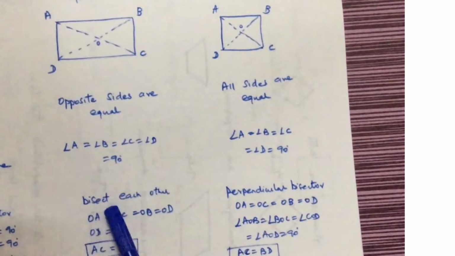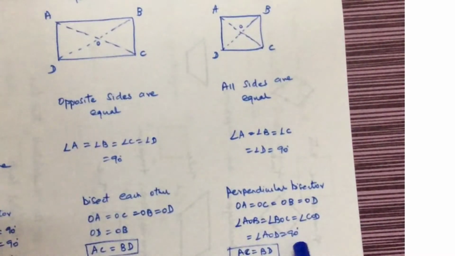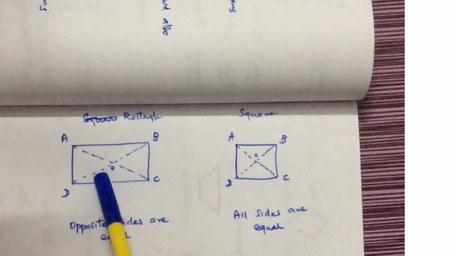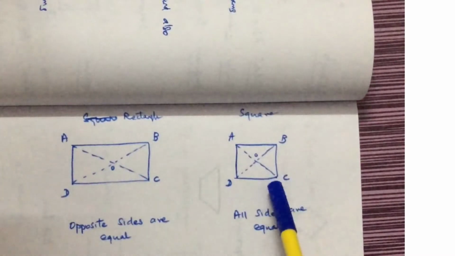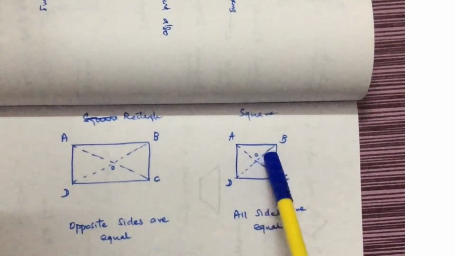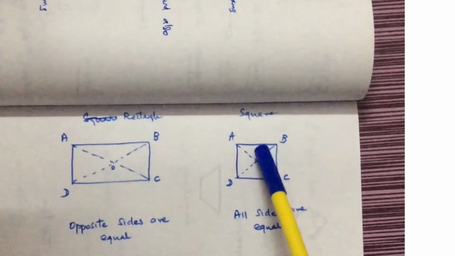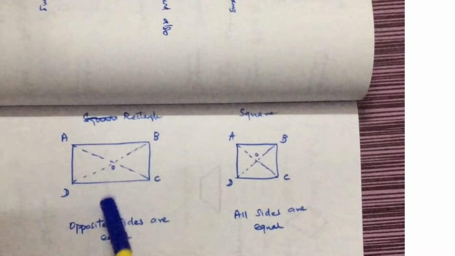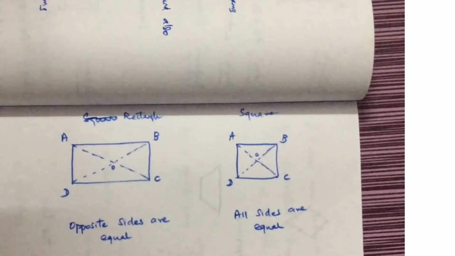They simply bisect each other, but in a square the diagonals are perpendicular bisectors. In a rectangle the diagonals can meet at any angle. But for a square, they are perpendicular bisectors, which means they meet at right angles. This is 90 degrees, 90, 90 and 90. That is the difference between the diagonals of a rectangle and the diagonals of a square. You have to be very thorough in all these properties before constructing.